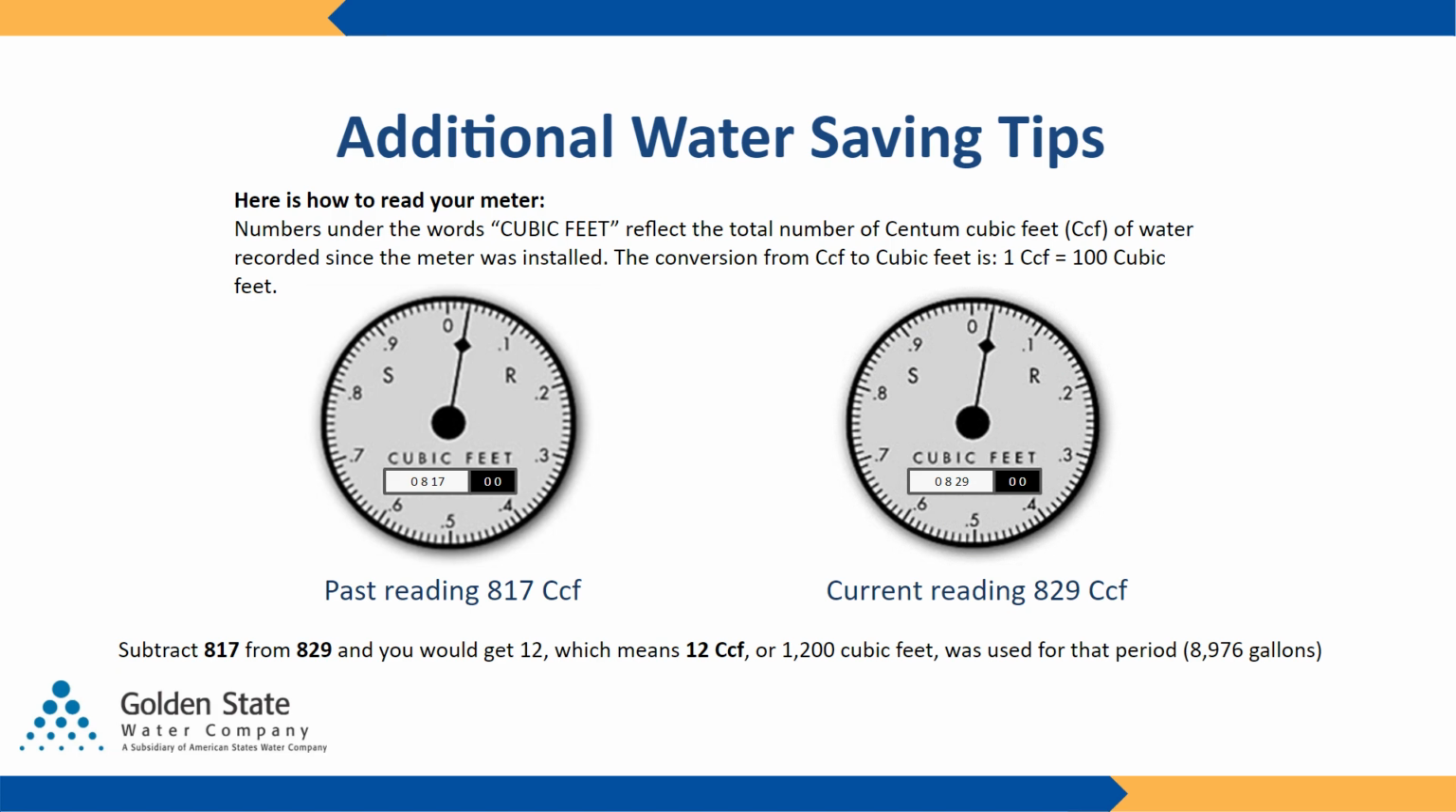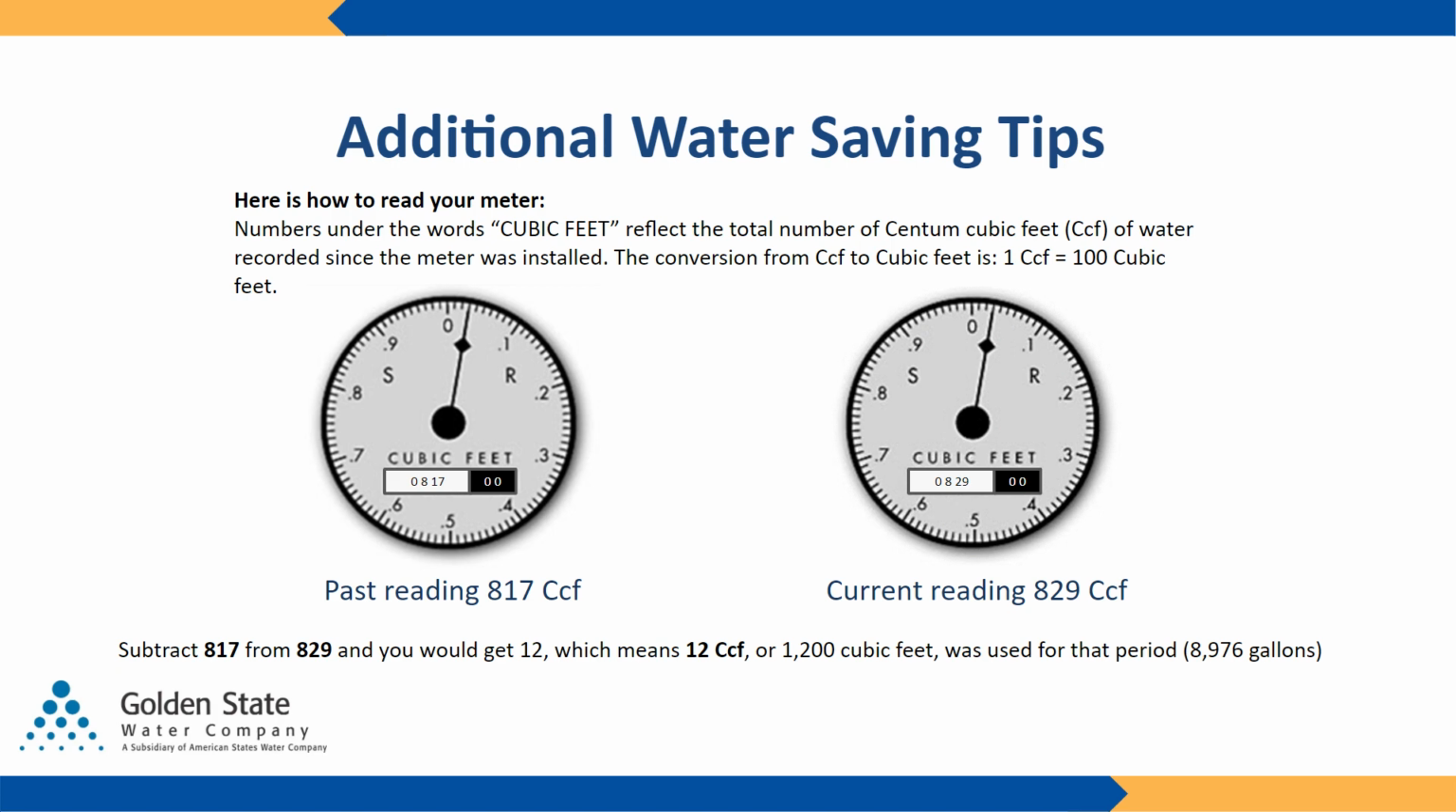Here is an example of how to read your water meter. Numbers under the words cubic feet reflect the total number of centum cubic feet or CCF of water recorded since the meter was installed. The conversion from CCF to cubic feet is 1 CCF equals 100 cubic feet. Our charges are based on units of 100 cubic feet, so you can disregard the last two numbers with the black background.